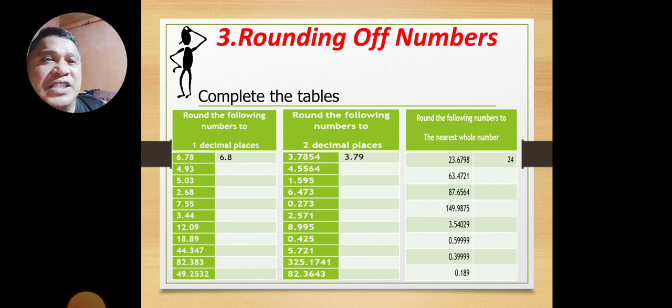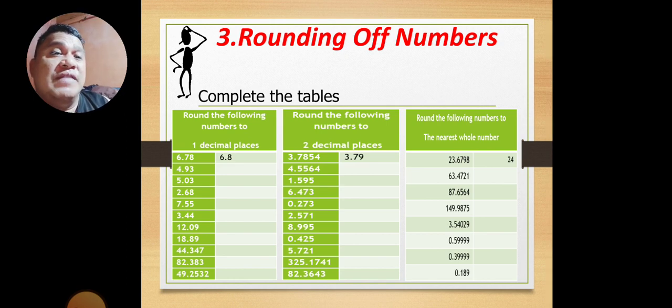Meaning, after the decimal point, you have only one significant digit. Say for example 6.78, round up to 6.8, so only one digit after the decimal. 4.93 becomes 4.9. And then the second column, decimal places: round the following numbers to two decimal places. Meaning, after the decimal point, you should have two digits.